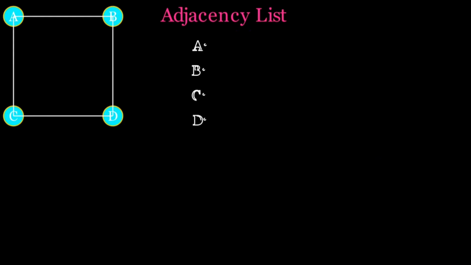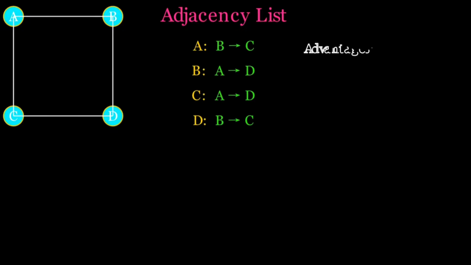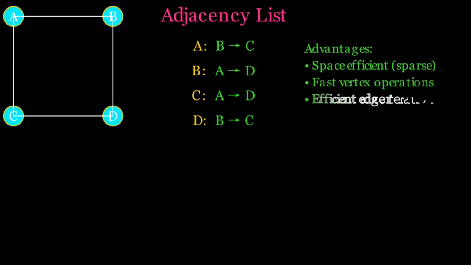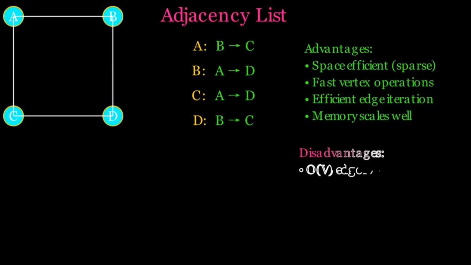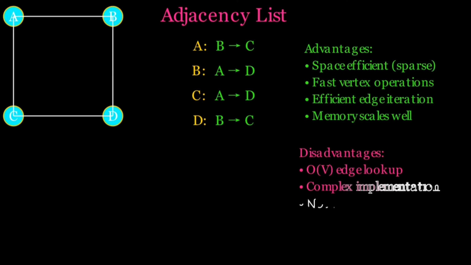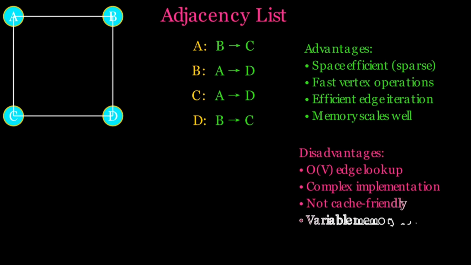Next, we have the adjacency list, a more memory efficient way to store a graph. Instead of using a matrix, we use an array where each index represents a vertex and stores a linked list of connected nodes. Here, each vertex stores only its direct neighbors, making it much more efficient for sparse graphs. The space complexity is O(V + E), which is better than the adjacency matrix for large graphs.